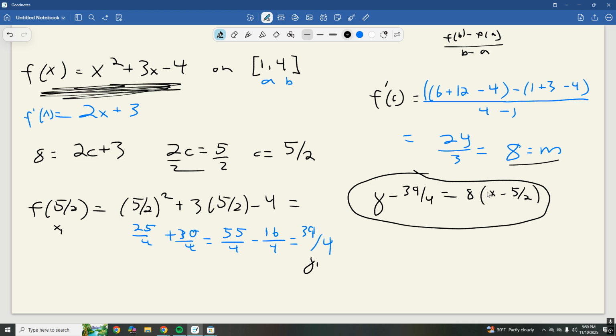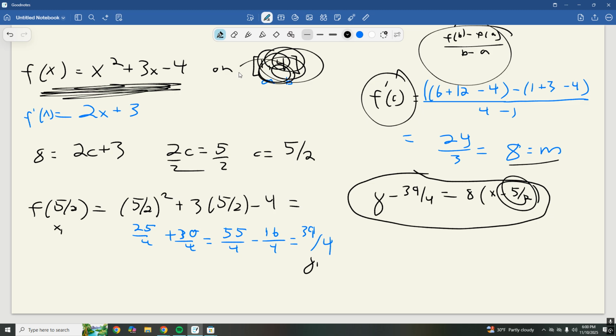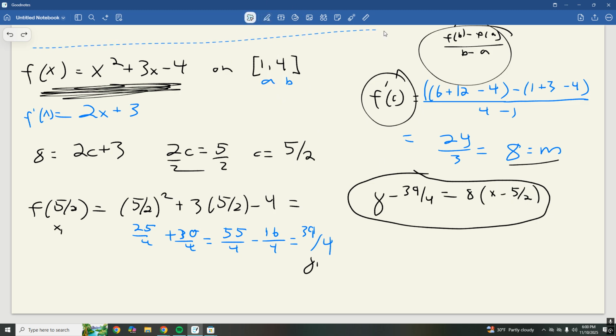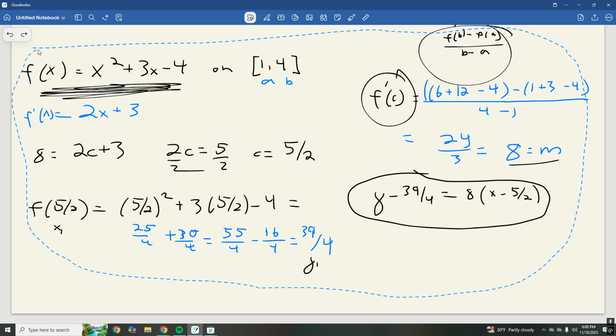So yeah, that's how you use mean value theorem. If any other questions ask about that, you can just basically build off of this. So f derivative of c is 8. And our c, our regular c, is just the x here, so it's 5 over 2, which is in between 1 and 4. So it proves this. So yeah, that's all that I'll really need to know for mean value theorem. On to the next one.